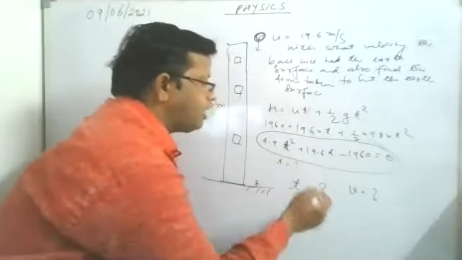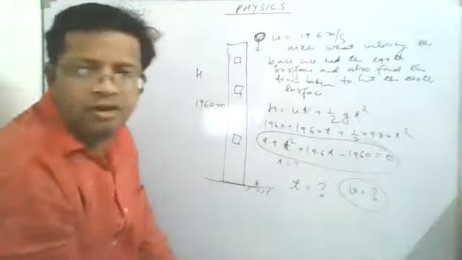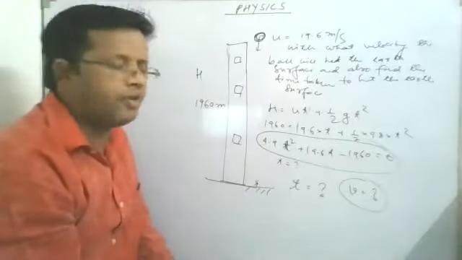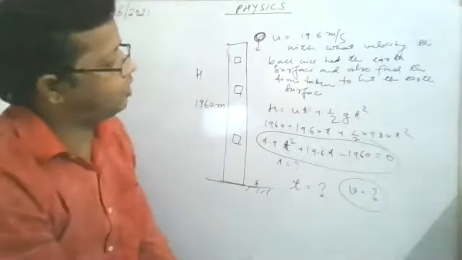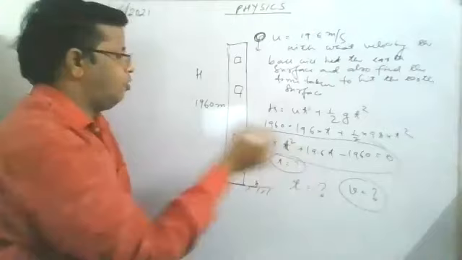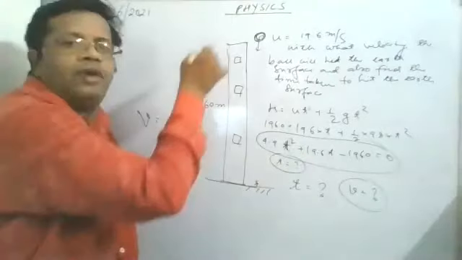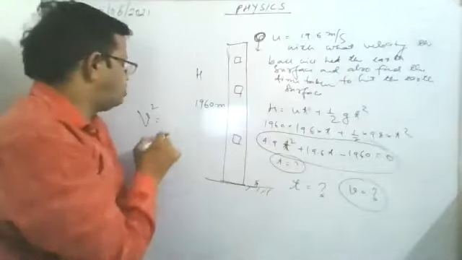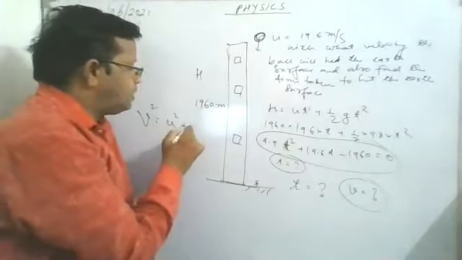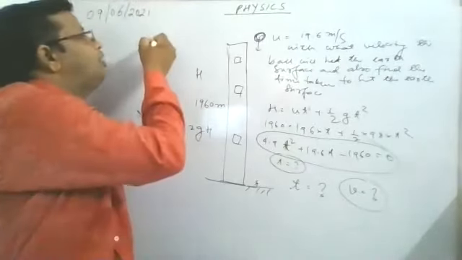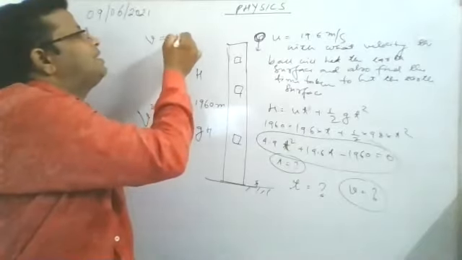If we have determined the time, with what velocity the ball will hit we can easily determine. But there is another way by which we can derive the formula. Now, to determine the final velocity with which the ball will hit the earth surface, which formula will apply? The third equation: v square is equal to u square plus 2gh. First equation also we can use: v is equal to u plus gt.